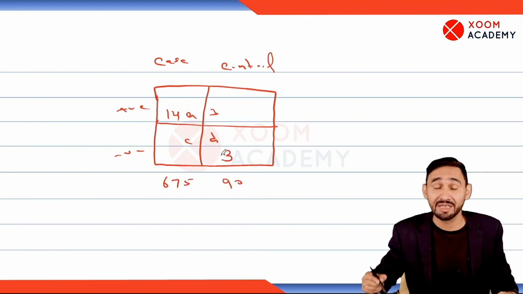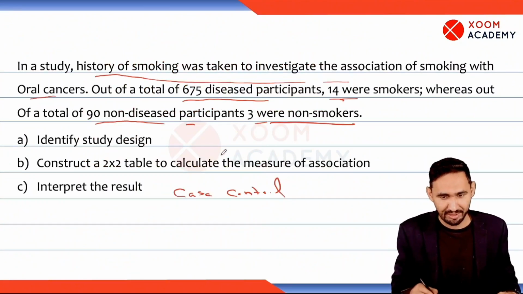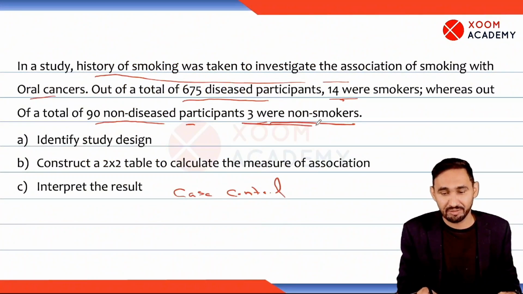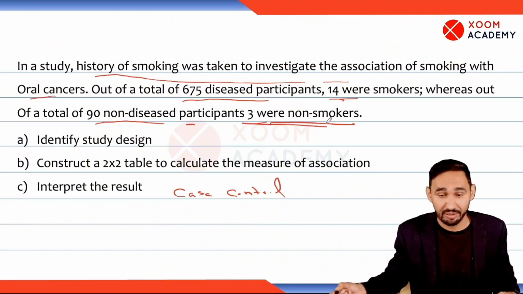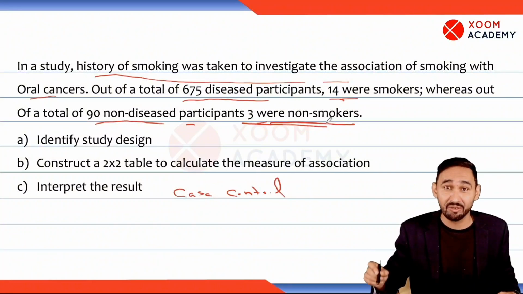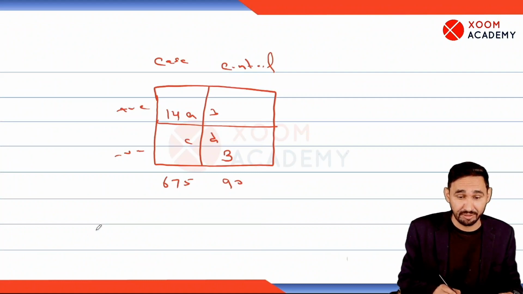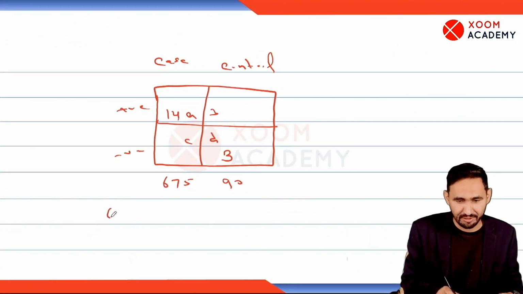So you have to read the scenario carefully. Examiner has tried to create a confusion by giving 3 were non-smoker. Most of the students studied smokers. So you have to read the scenario carefully, subdivide the scenario, and then draw the table. Then you will solve it. Among diseased, 14 were smokers. So we'll subtract 14 from 675. Our answer will be 661. 661 were non-smokers.